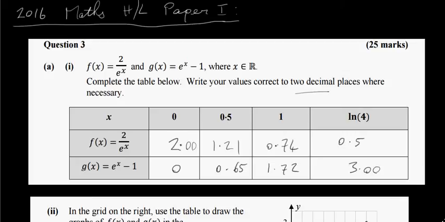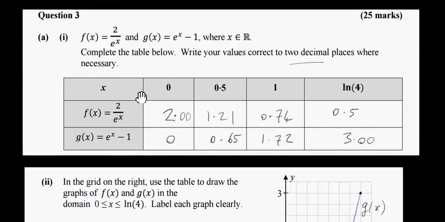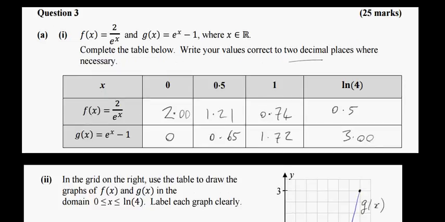Right, so in this video I'm going to have a look at the next two questions in the 2016 Maths Higher Level Paper 1. First question here is question 3, and it involves two functions here, 2 over e to the power of x, that's f of x, and e to the power of x minus 1, which is g of x.